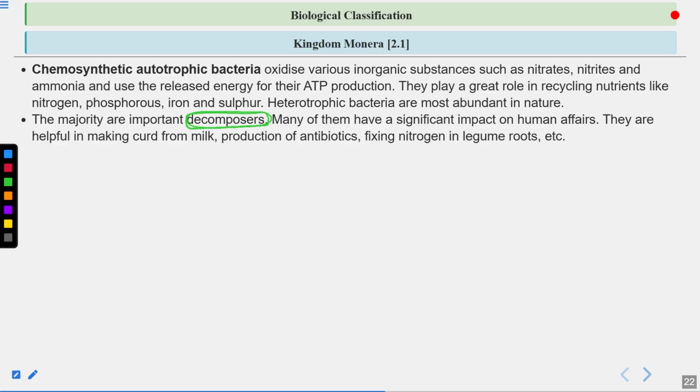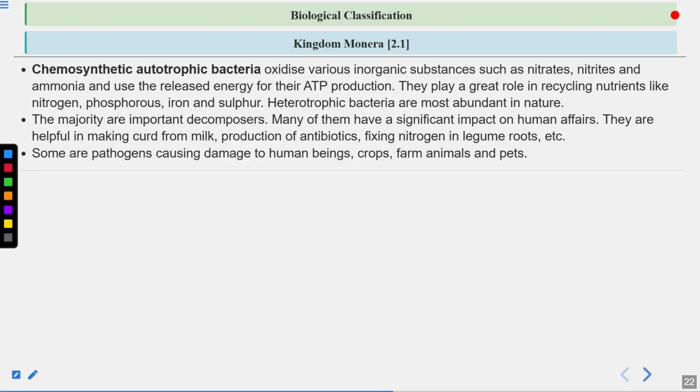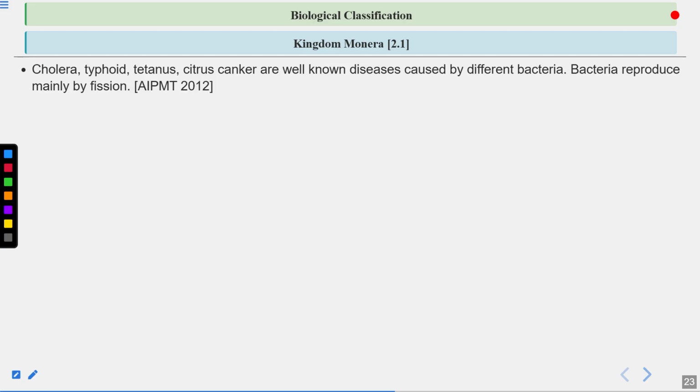They are also involved in the production of curd from milk. Certain bacteria like lactic acid bacteria known as Lactobacillus can form curd from the milk. Some can produce antibiotics such as streptomycin, which is obtained from Streptomyces. Then they can fix nitrogen in the leguminous root also, in leguminous plants. Some are pathogens and they cause diseases in humans, in crops, means in plants, in animals as well as the pets. Okay, now they cause diseases like cholera, typhoid, tetanus, and citrus canker.